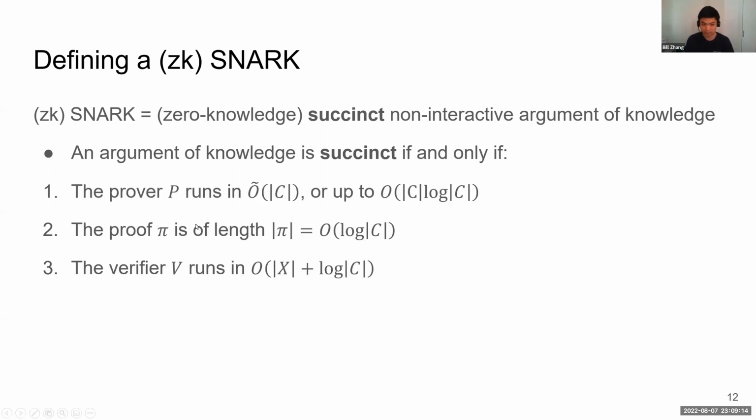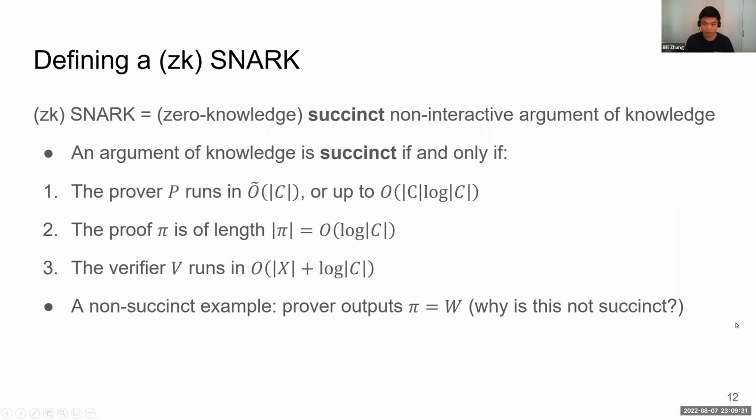There are 3 constraints here. The first is that the prover has to run in almost linear time in the size of its circuit. The proof length has to be at most log the size of the circuit. And then the verifier has to run in at most log the size of the circuit.